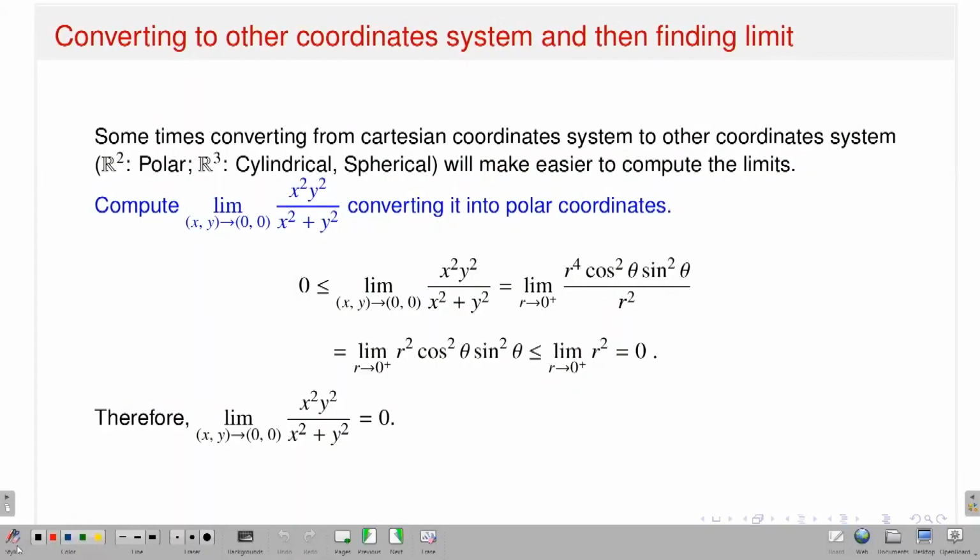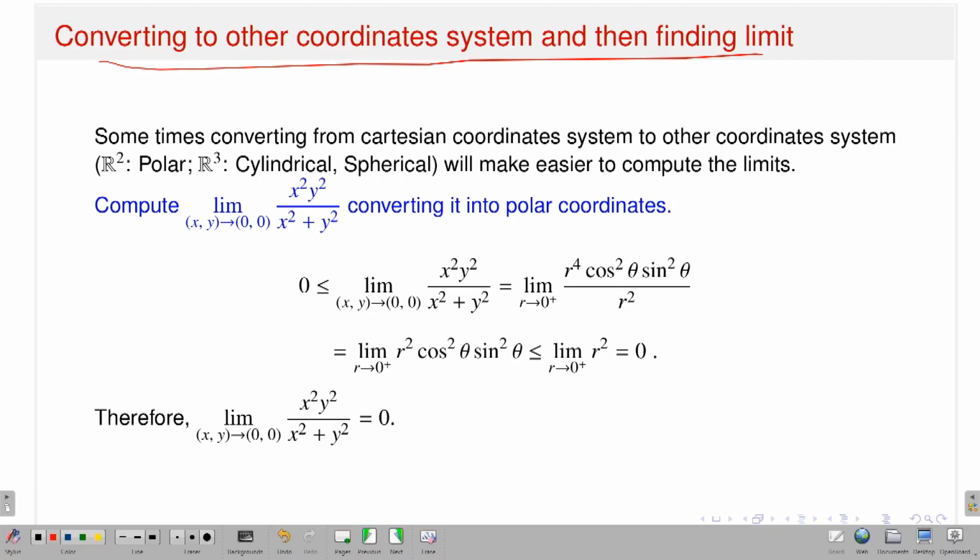Earlier, if you recall, in terms of Cartesian coordinates I talked about the existence of limit, either using the definitions or different paths. Now you can have another one: converting to another coordinate system and then finding the limit. What does it mean? That means instead of the Cartesian coordinate system, I can use a spherical coordinate system or polar coordinate system, and using that also you can talk about the existence of limit.